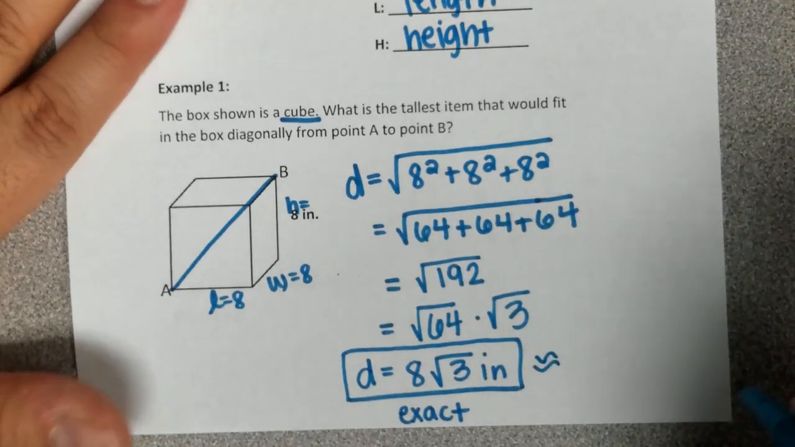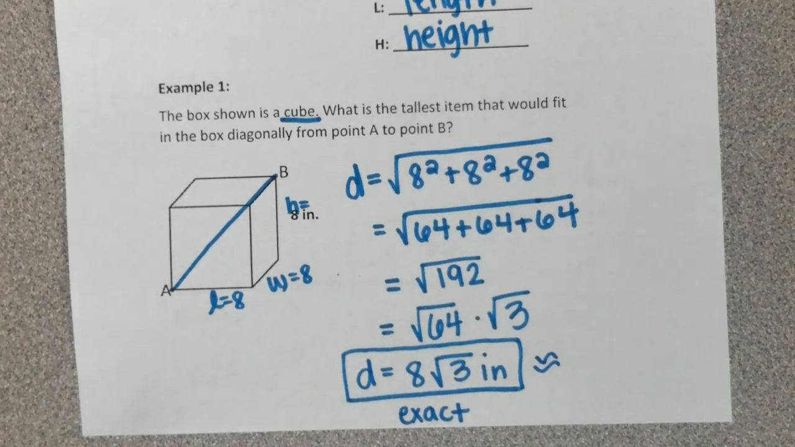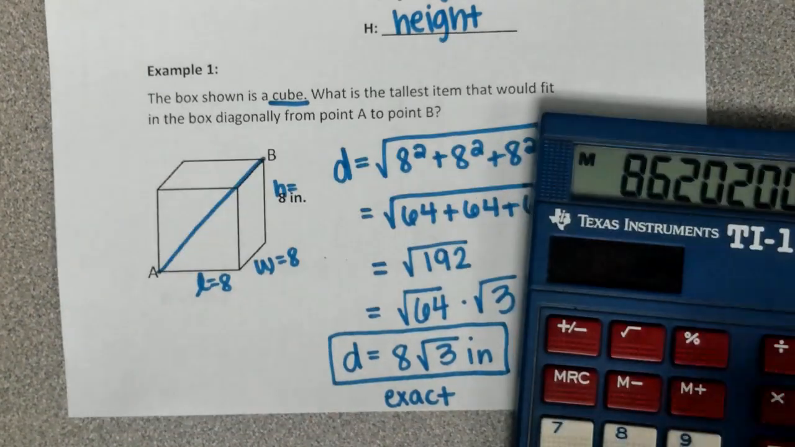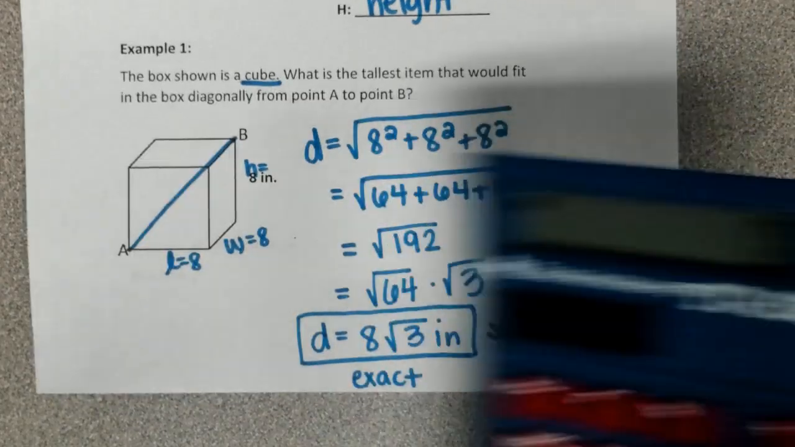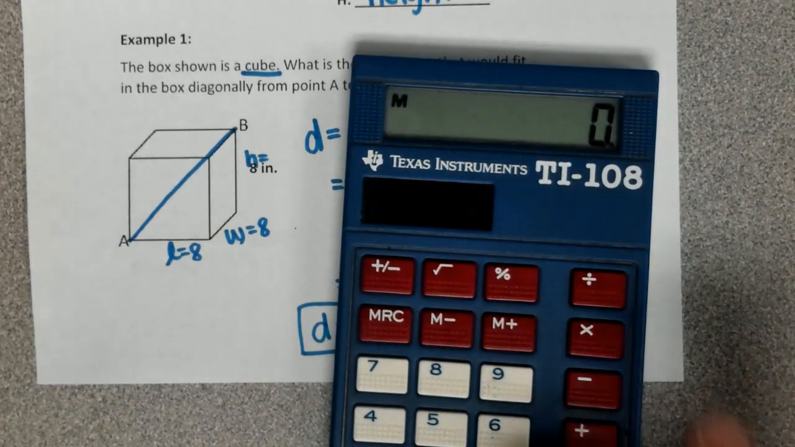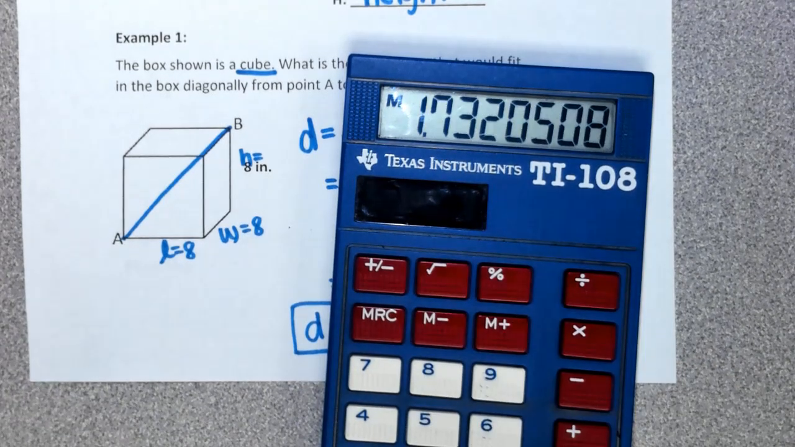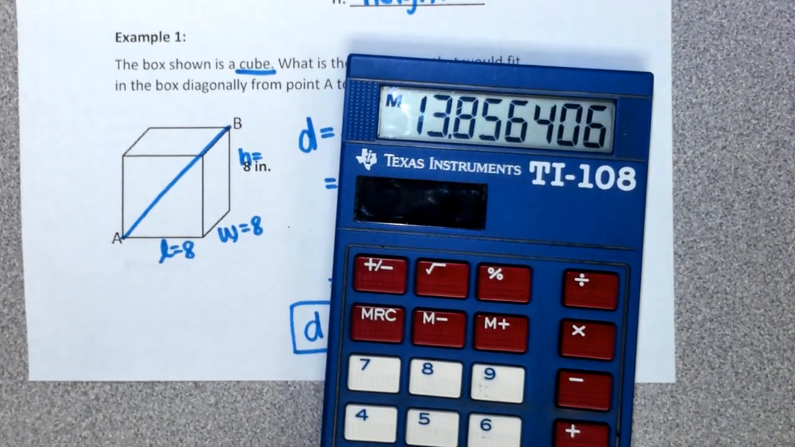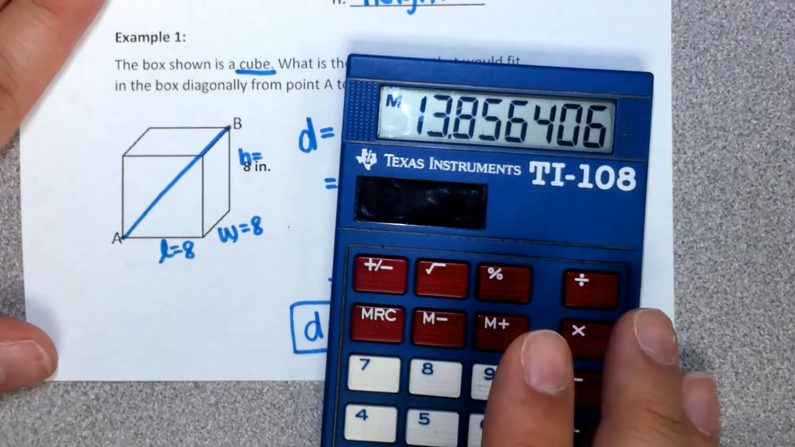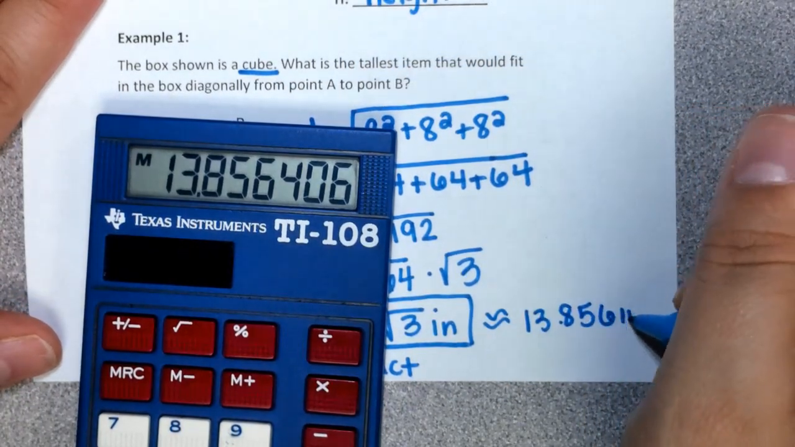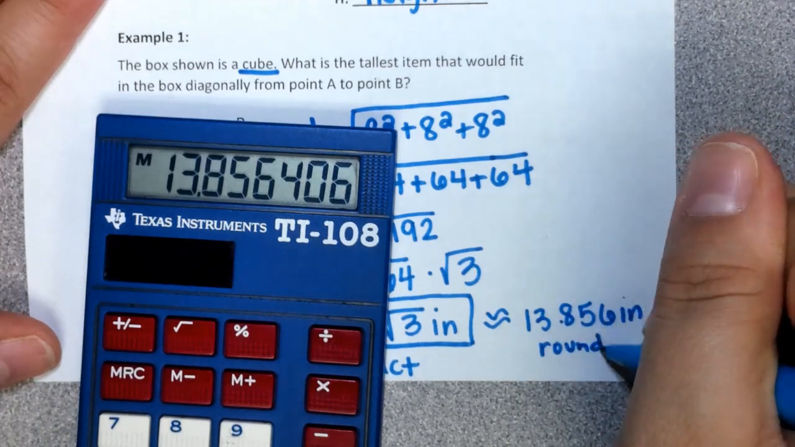If it tells you to round in your baby calculator, can I see yours real quick, Cooper? This is how you do that in your baby calculator. You're actually going to work backwards. You could do the square root of 192. But you are going to do 3, square root it, then multiply it by 8. And I think it's going to tell you the thousandths, which is 3 places. So 13.856 inches. This is when I want you to round.